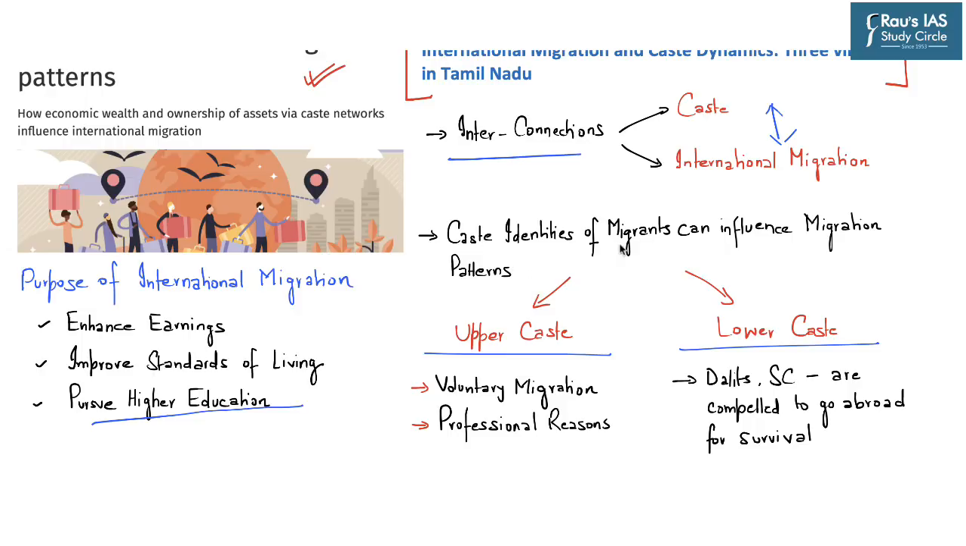Now, here the article says that caste identities of migrants can influence migration patterns for both upper caste and also lower caste. And generally, the lower caste, whereby people belonging to the scheduled caste and Dalit community, are compelled to go abroad for survival, as when they go abroad, they also work outside their caste-based occupation. Whereas for the upper caste, international migration is mostly a voluntary process for professional reasons, namely to enhance one's earnings and also improve standard of life or living.